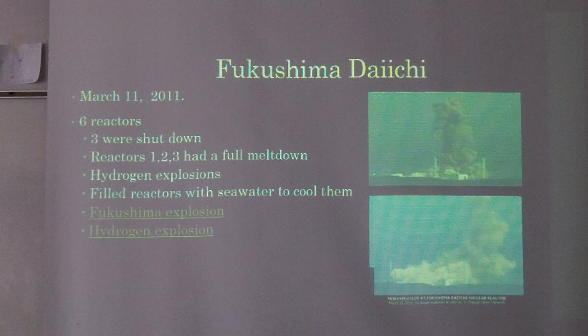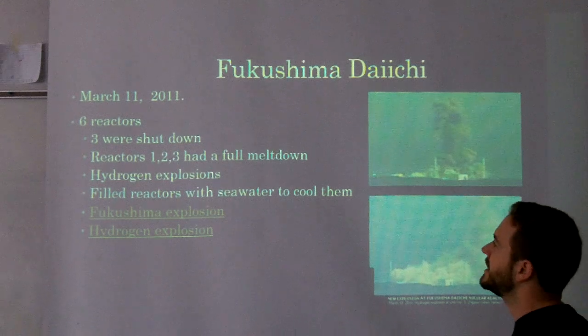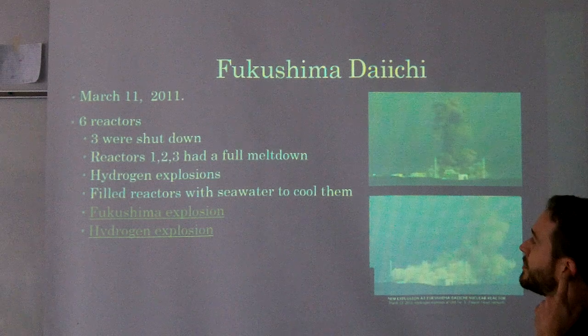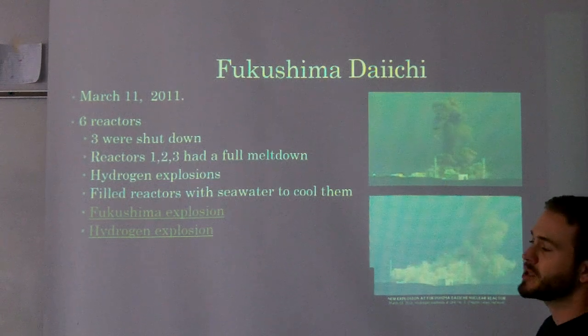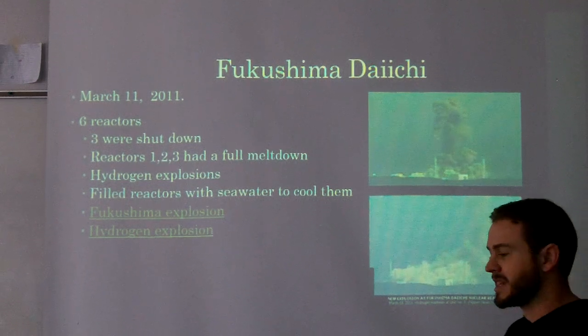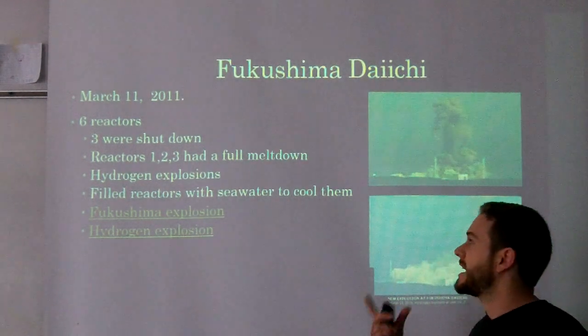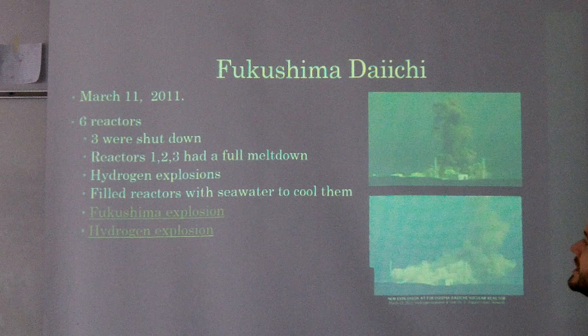And then we have some of these explosions, like the Fukushima Daiichi, which I'm sure you remember hearing about. Six reactors, three were shut down. Reactors 1, 2, and 3 had a full meltdown, which led to hydrogen explosions with that heat separating. Sometimes it gets so intense it separates the hydrogen in the water, so you have hydrogen gas and oxygen gas. The hydrogen led to this massive explosion.